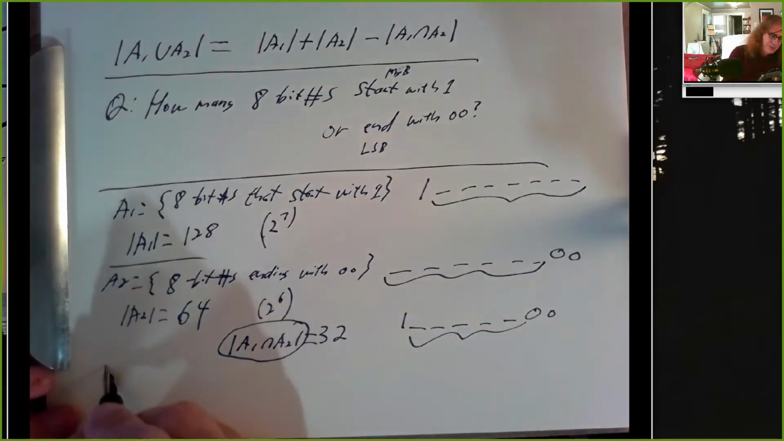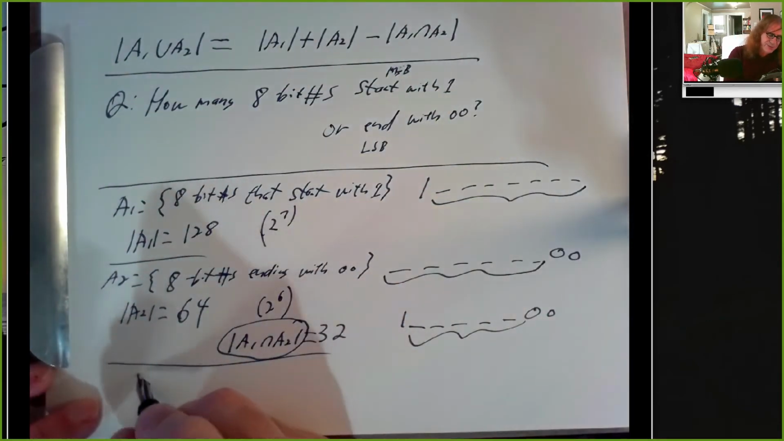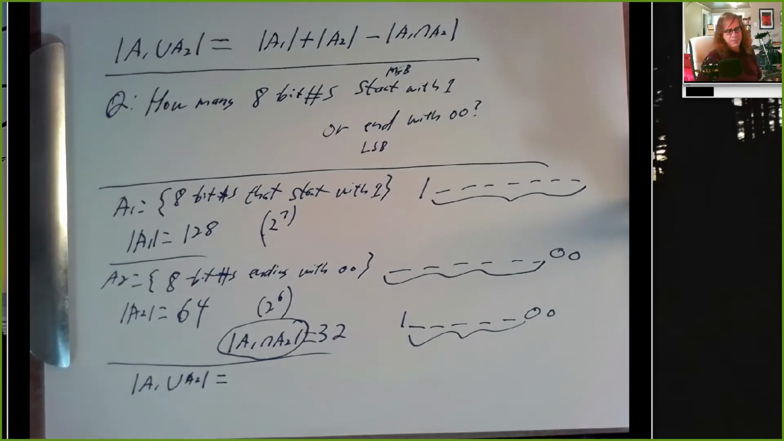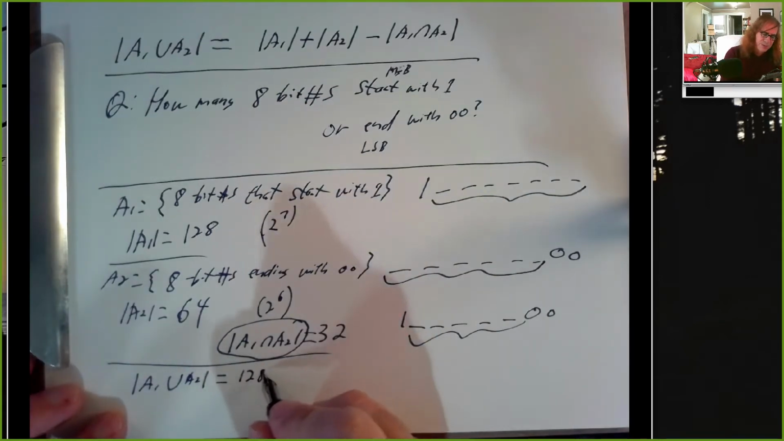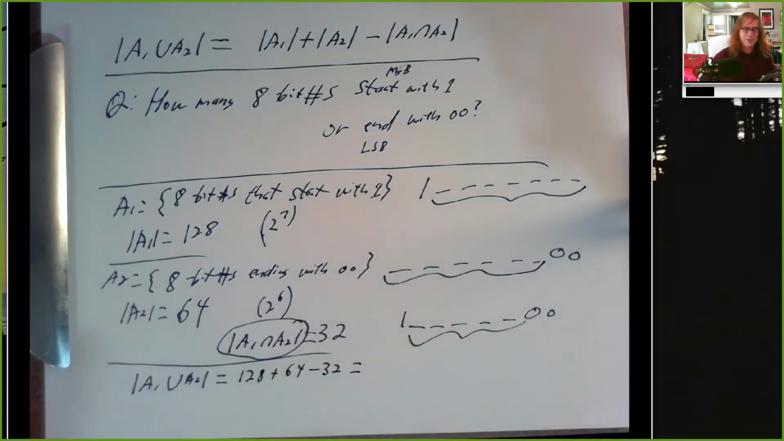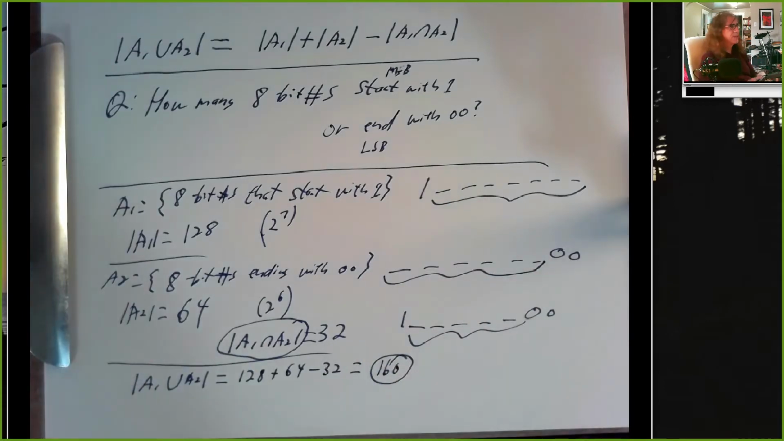So if we want to know how many 8-bit numbers are there that start with a 1 or end with a 0, we're looking for the number of things that are in either set A1 or set A2. And principle of inclusion-exclusion tells us this is equal to the number of things in set 1 plus the number of things in set 2 minus the number of things in the overlap. And so this gives us 160. So that's the principle of inclusion-exclusion.